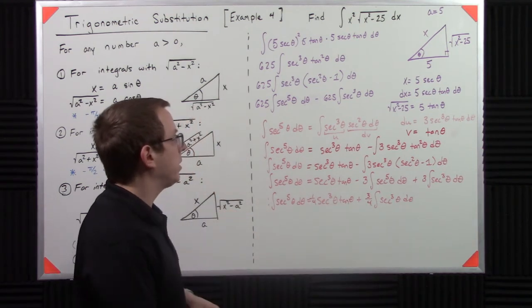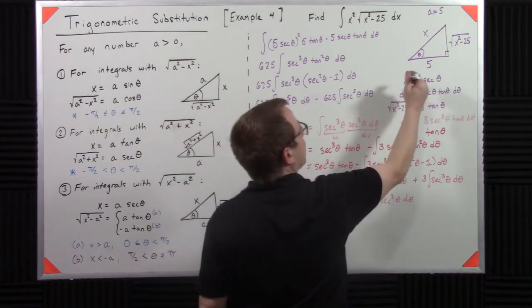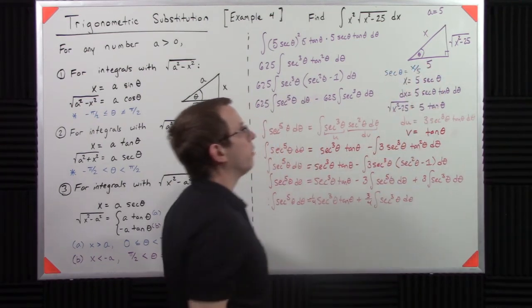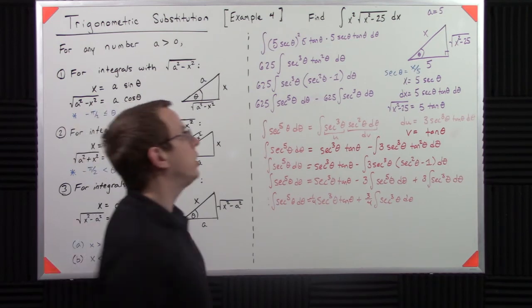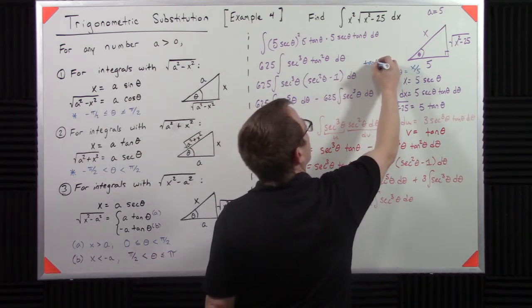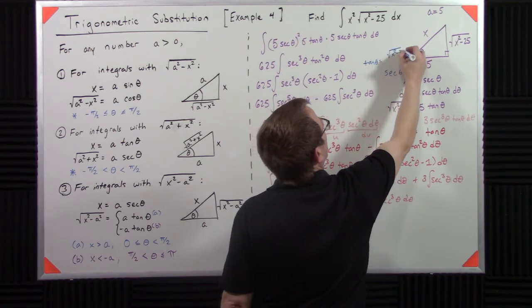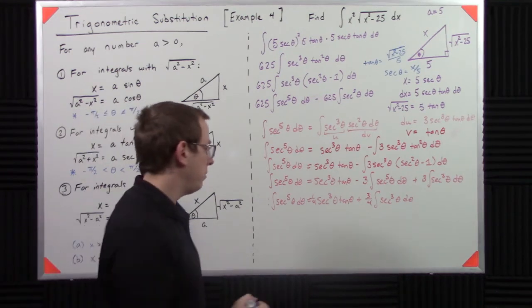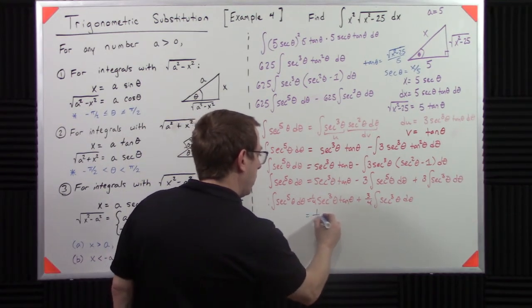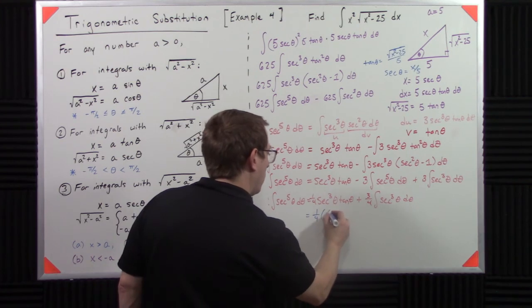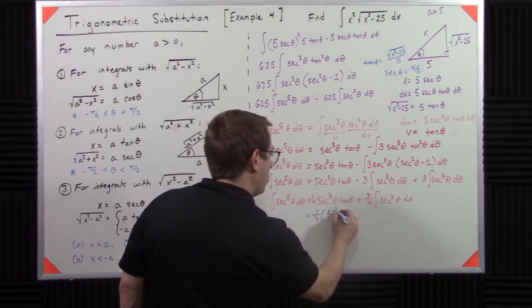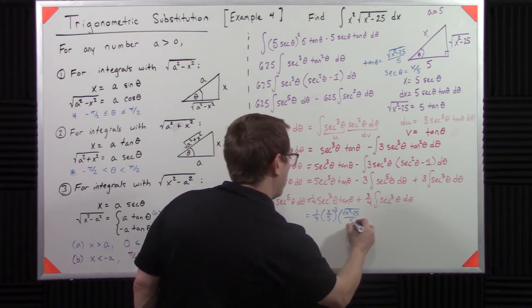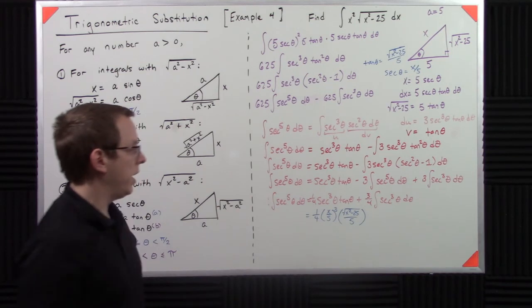But I can go back and say, okay, well, I know that secant of theta is x over 5, and I know that tangent of theta is the square root of x squared minus 25 over 5. So this would be 1/4 times x over 5 cubed times the square root of x squared minus 25 over 5. Again, plus all of that extra stuff.